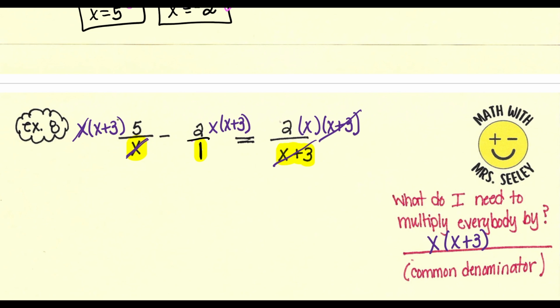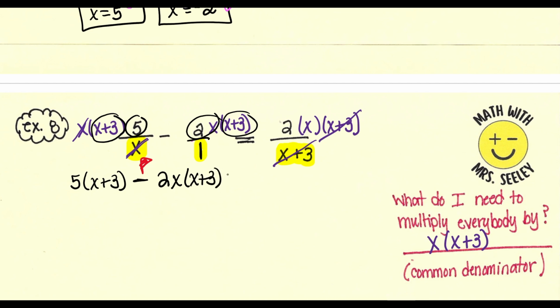Let's see what we're left with. We're left with a 5 and an x plus 3 minus, which is going to make me be careful. I've got a warning flag there. We've got a 2x and an x plus 3. And we have just a 2x.